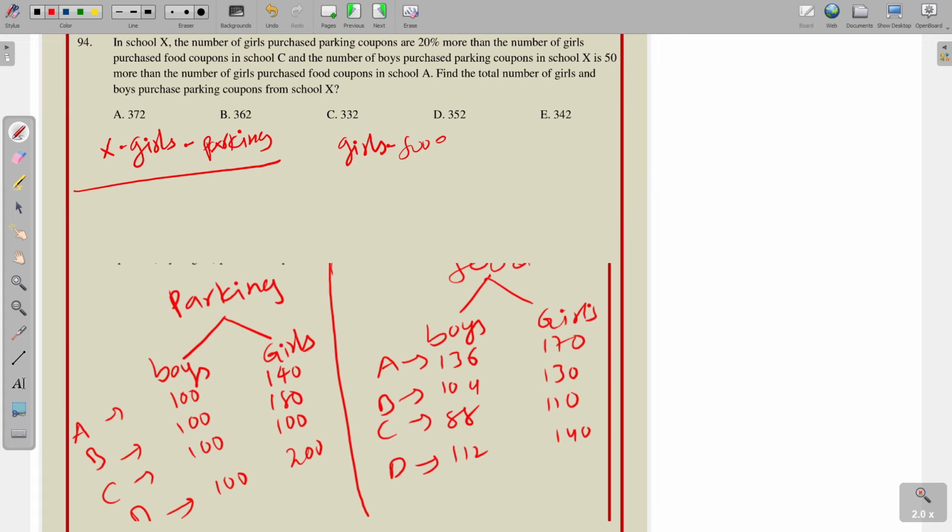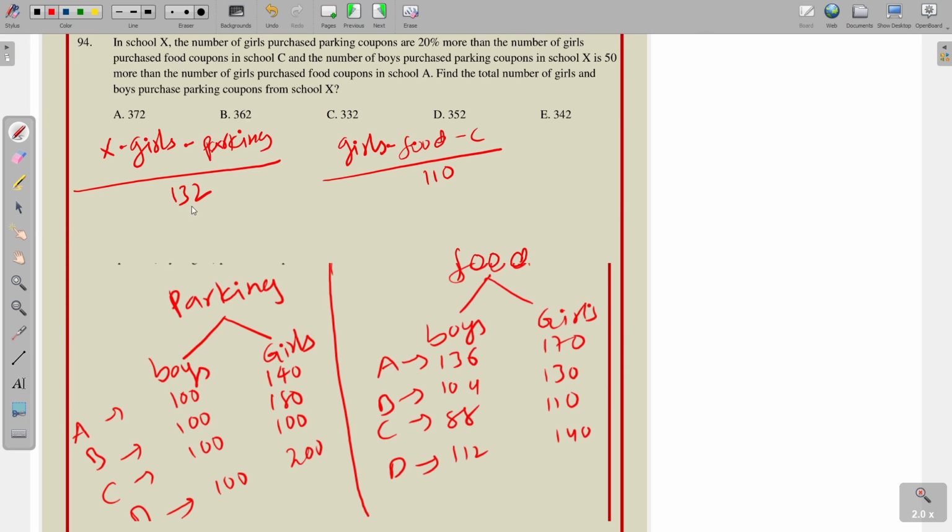purchased food coupons in school C. School C, girls food is 110, it is 20% more, means 132.